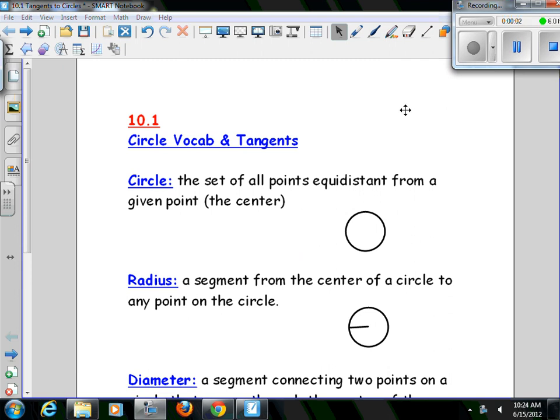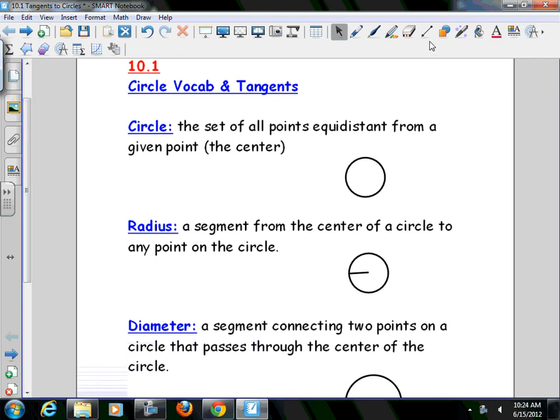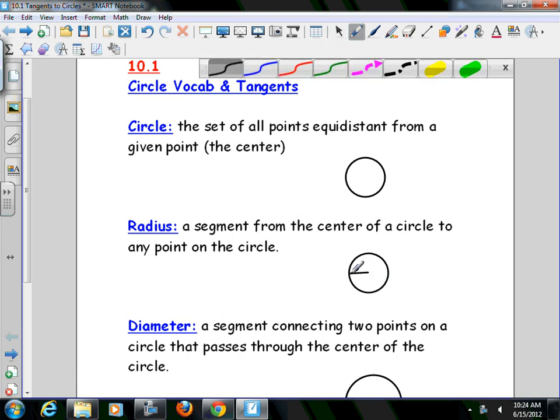Today we're going to be talking about circle vocabulary and tangents. A circle is the set of all points equidistant from a given point, which is the center of the circle. And here I have an illustration. The radius is a segment from the center of a circle to any point on the circle. So it goes halfway across the middle of the circle, and I've drawn a picture here.